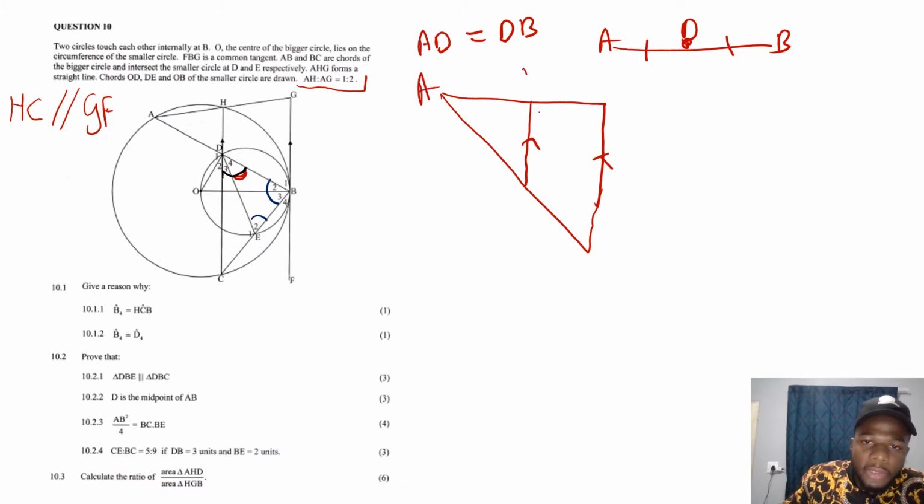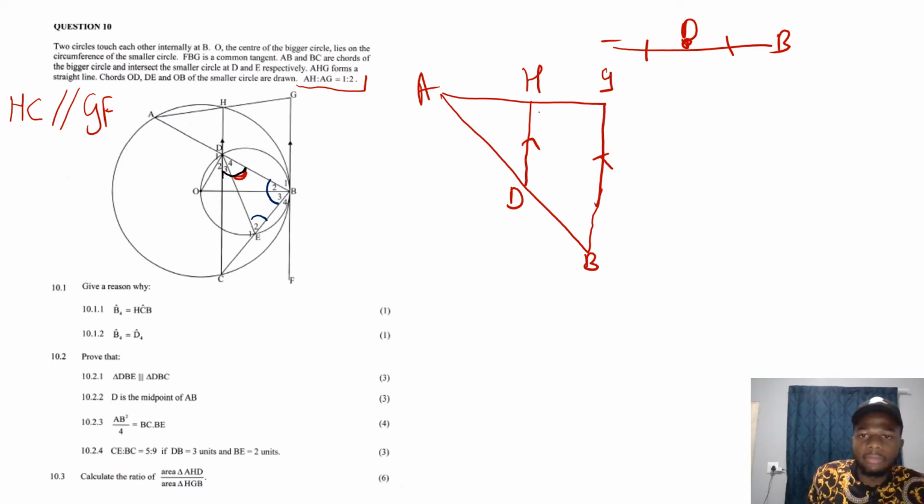Then A, it is H, it is G. A, and then this is D, this is B. All right, let me erase this. Okay, so let me edit all the information you've been given.